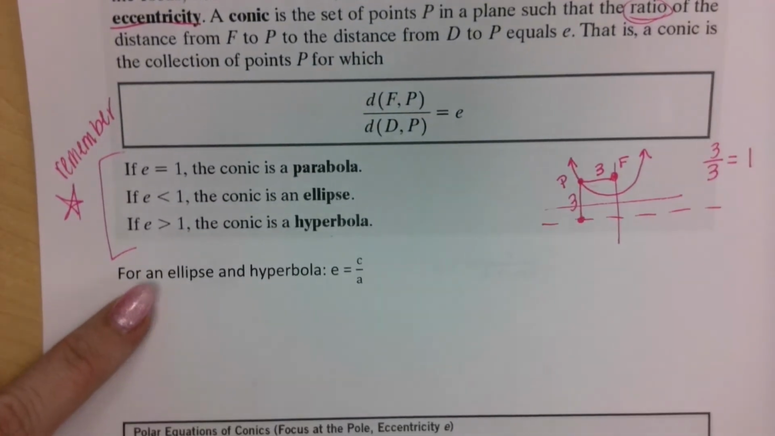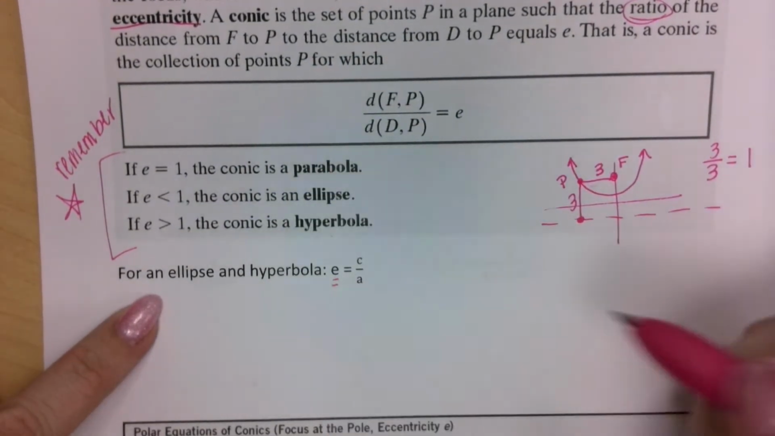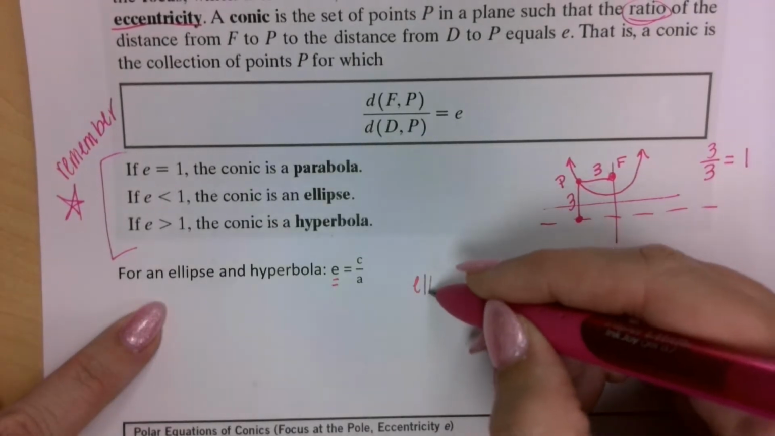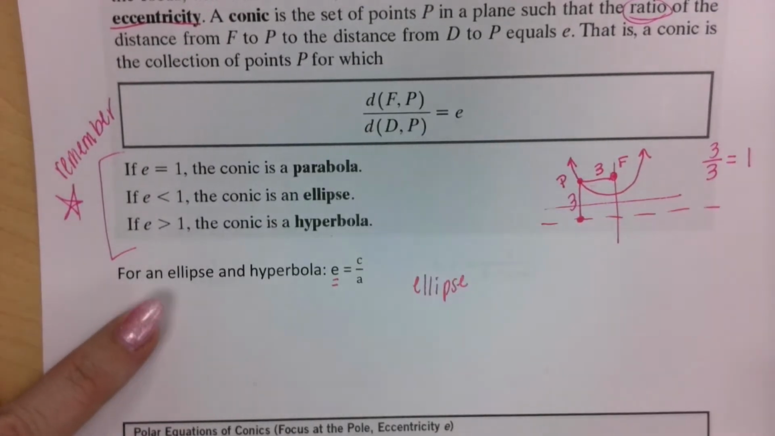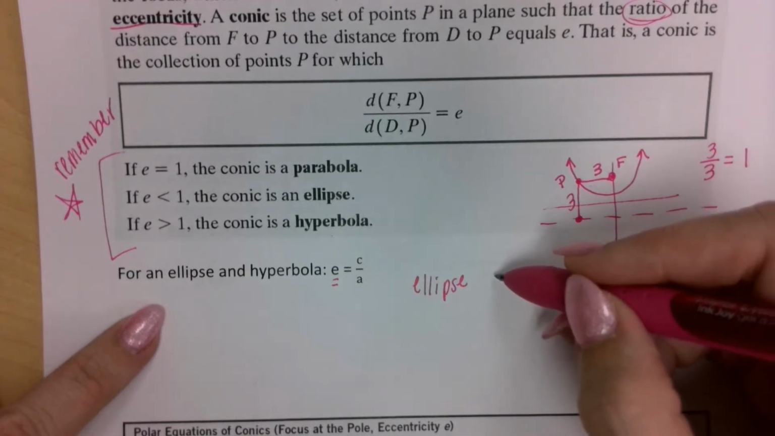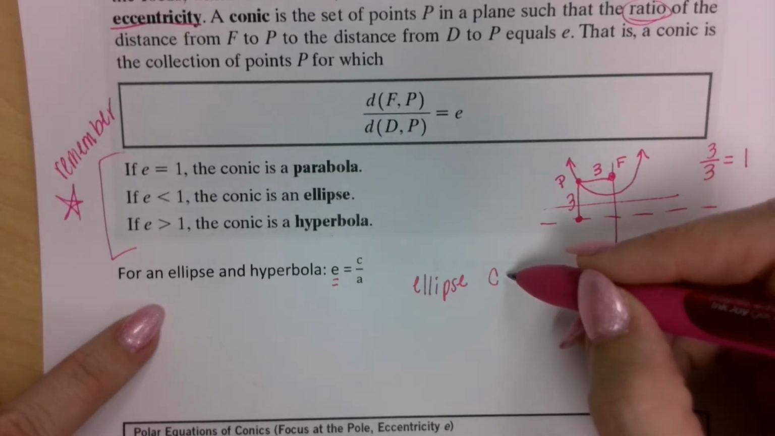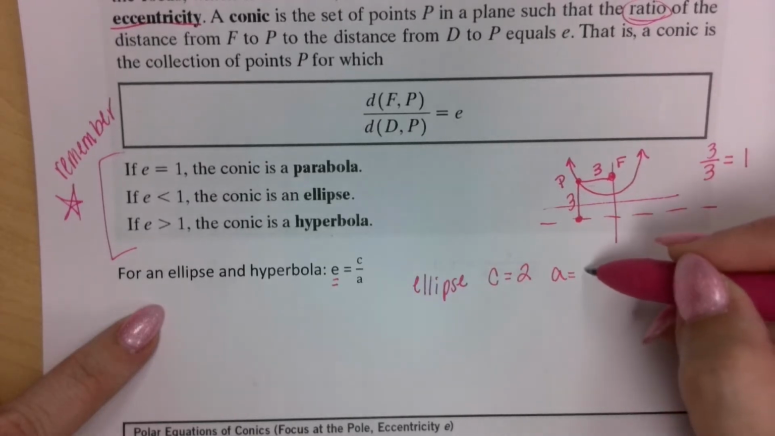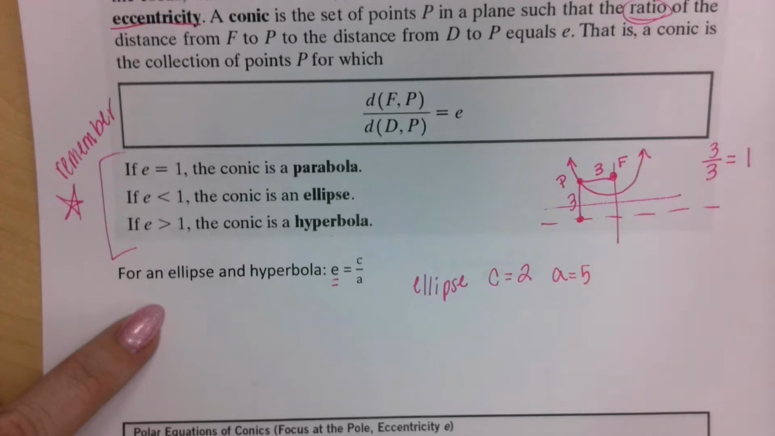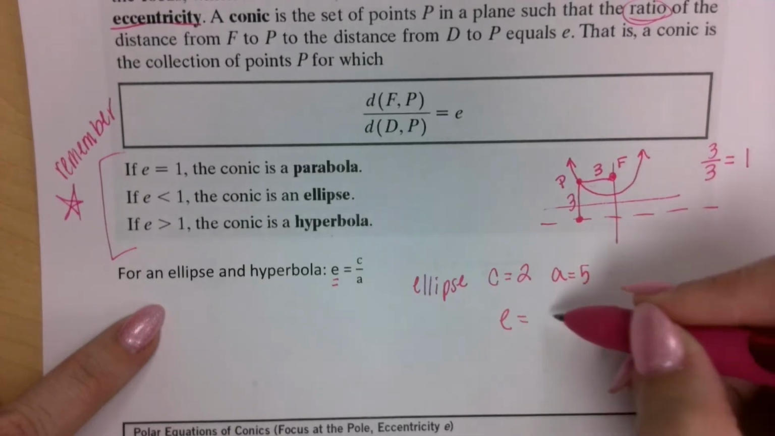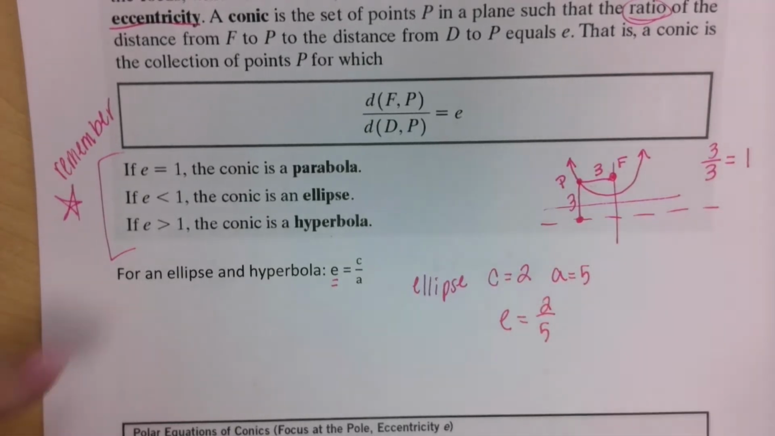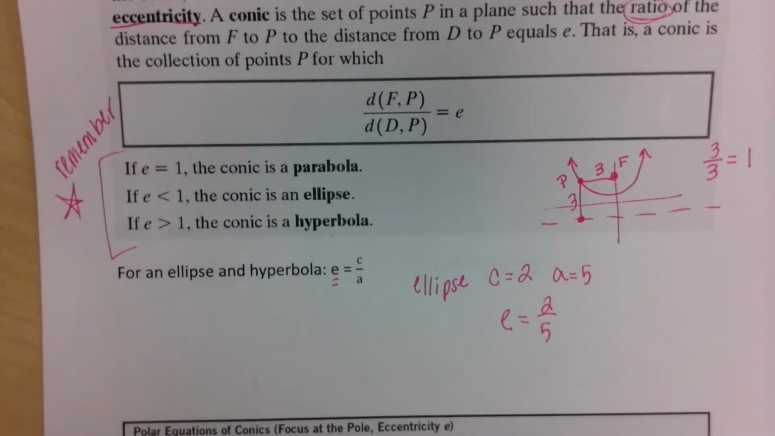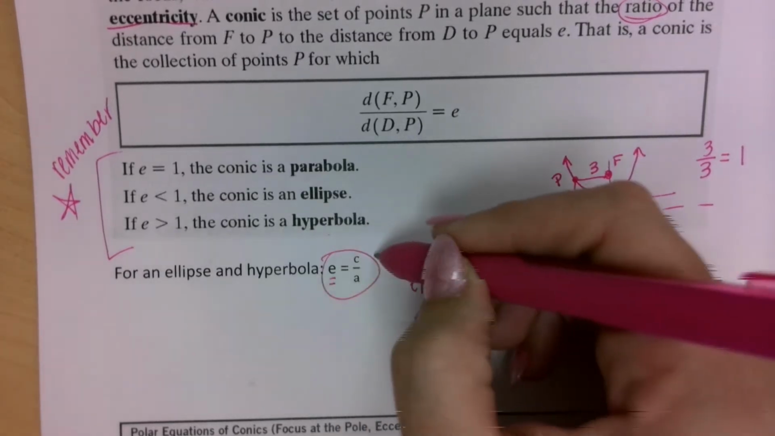You can always tell what our eccentricity is going to be by doing C divided by A. So for example, if I had an ellipse where our C value was 2 and our A value was 5, then our eccentricity would be 2/5. Okay, 2/5 is less than 1, so that's an ellipse. So I would know that as well.